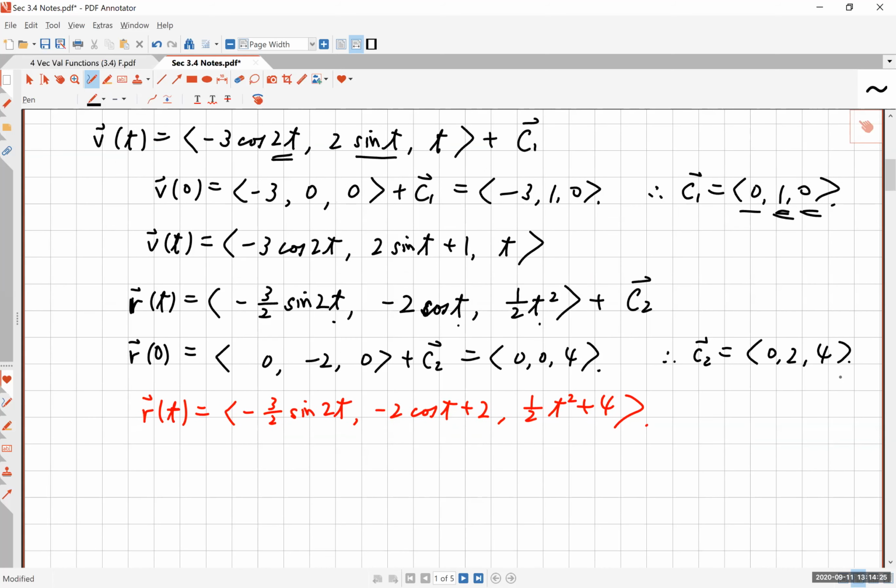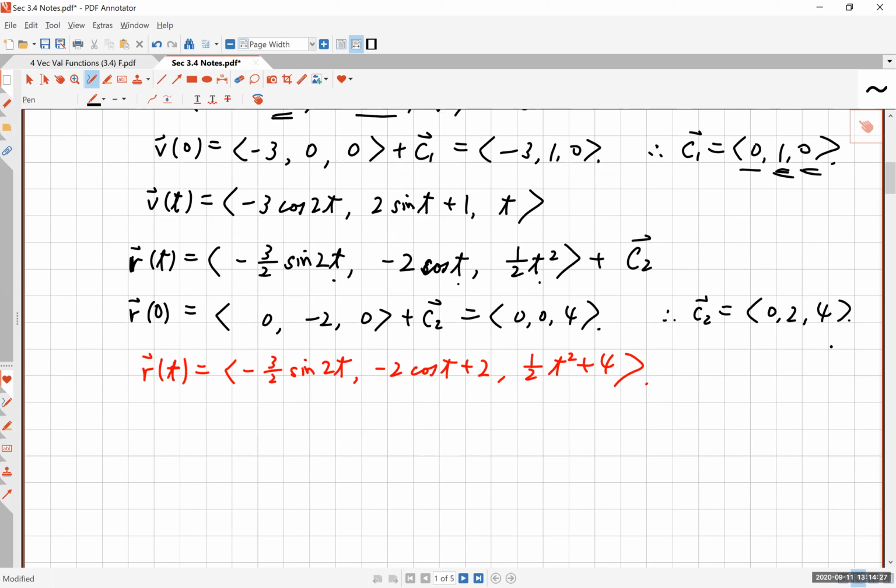By the way, you can check this. You can check to see what r prime is, which is the velocity. Make sure it's okay, and then try to find v naught. That should be this thing here. And then you try the acceleration, and you will see that everything works out. So that is the correct answer.